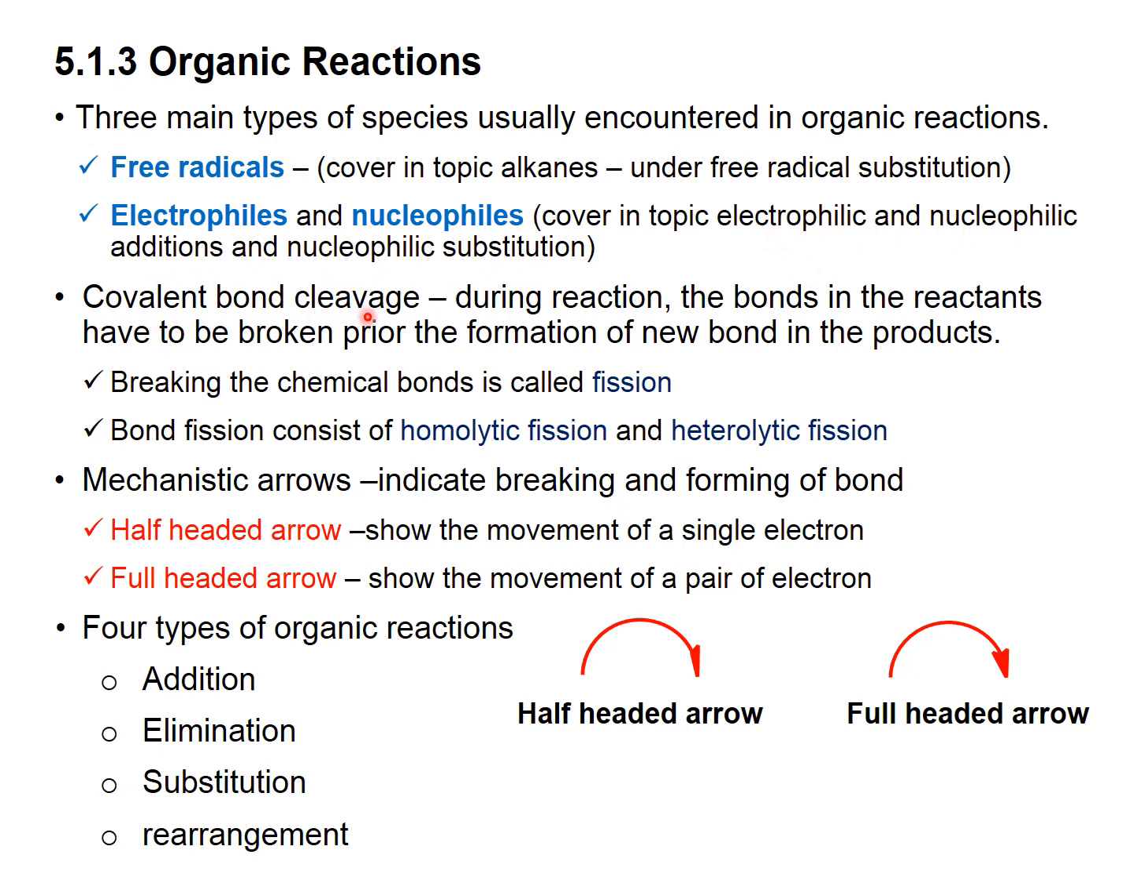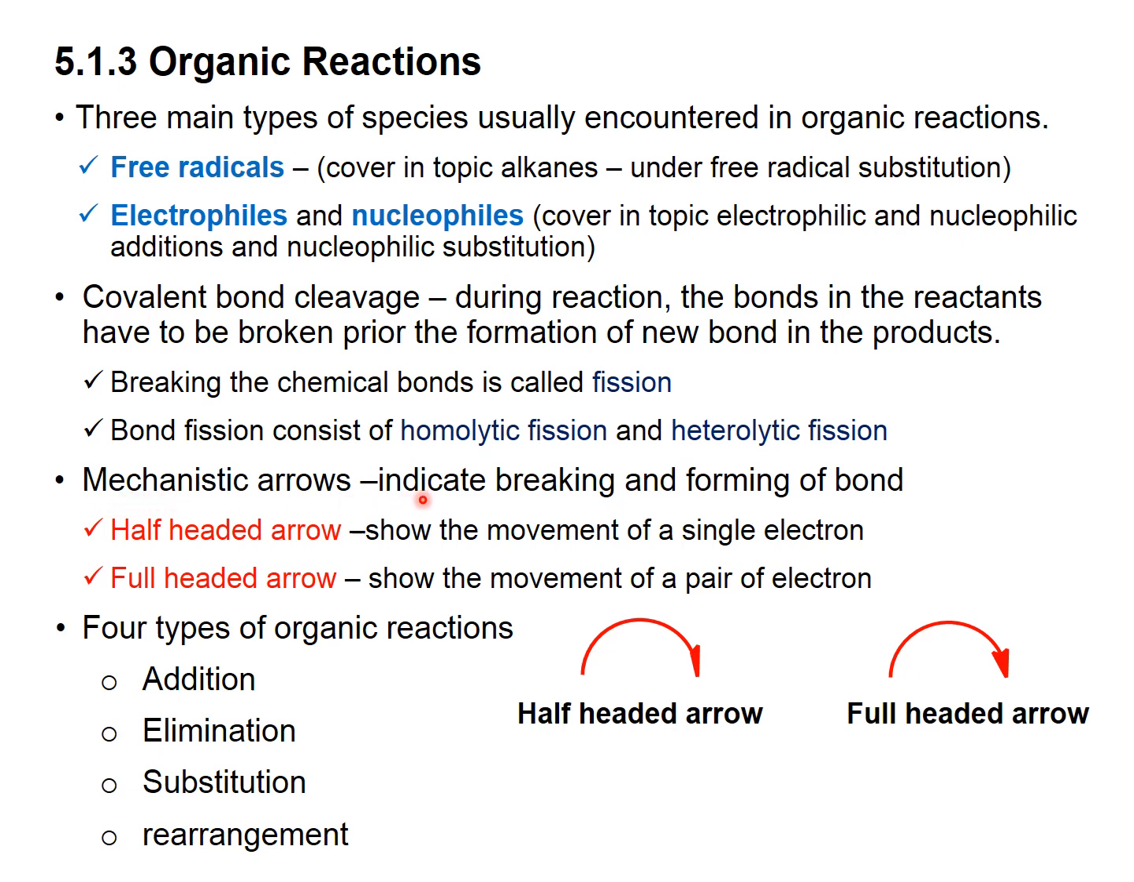Covalent bond cleavage. Cleavage maksudnya putus. During reaction, the bonds in the reactants have to be broken prior to formation of new bonds in the products. Breaking the chemical bonds is called fission. Bond fission consists of homolytic and heterolytic fission. So there are two types of bond breaking.